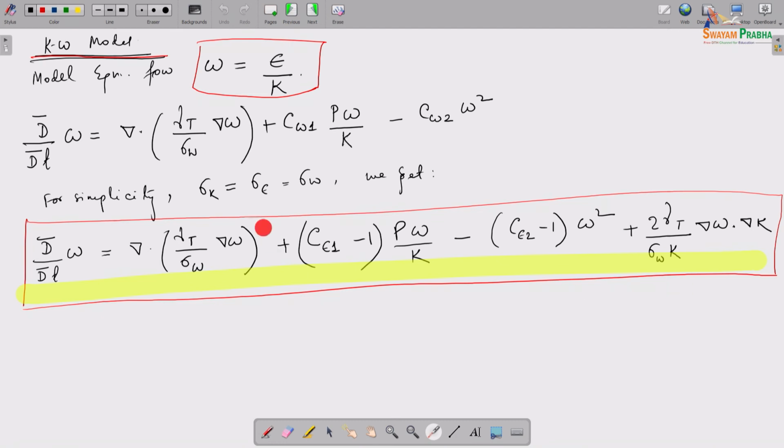You can see this is the convective term, which is interesting. This is the convective term where there is a gradient of the diffusion, and this is interesting. There is a gradient of the diffusion in the direction of the gradient of the kinetic energy. Okay, that's the K omega model.